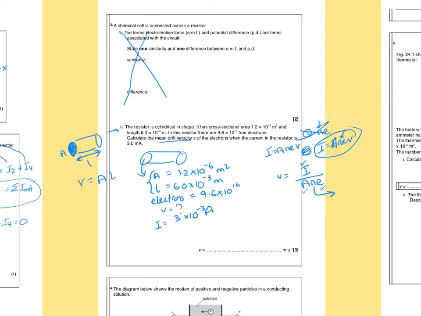And since number density is the number of free electrons per unit volume, I can use these numbers together. So my N, in reality, I'll have to use all three to get N. So N will be 9.6 times 10 to the 16 divided by 1.2 times 10 to the minus 6 times 6 times 10 to the minus 3. And that should give me the value of n.